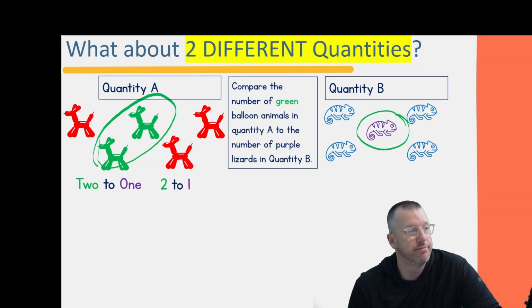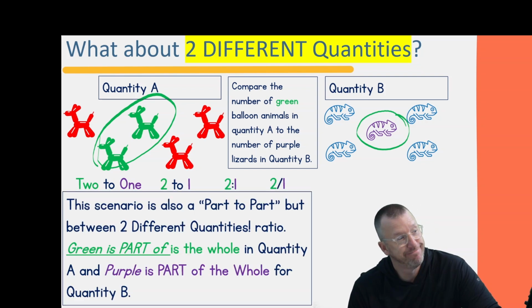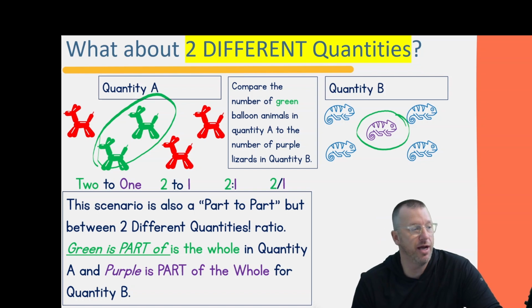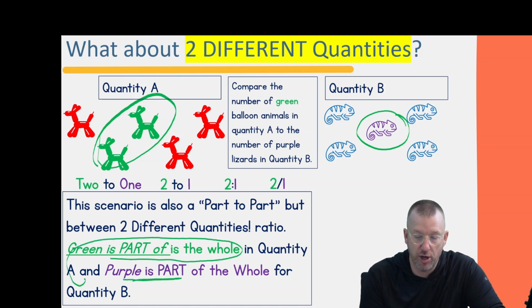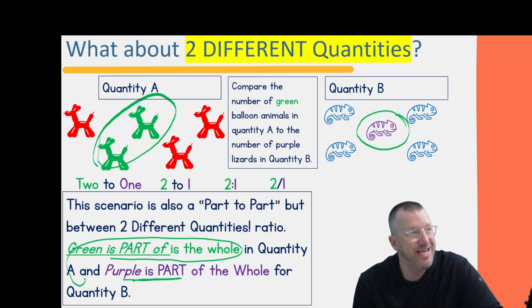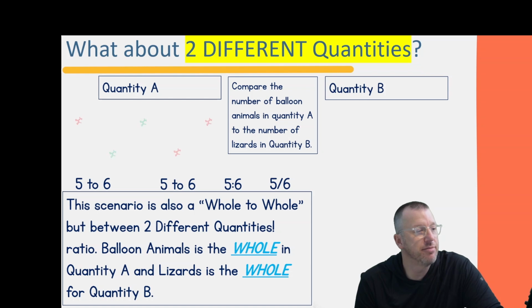So it's 2 to 1. But this scenario is part to part. Why? Because it's part to part between 2 different quantities. So green is part of the whole of quantity A, and purple is part of the whole for quantity B. Part to part.